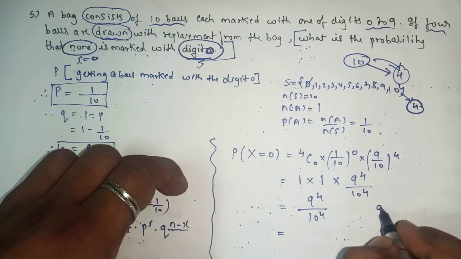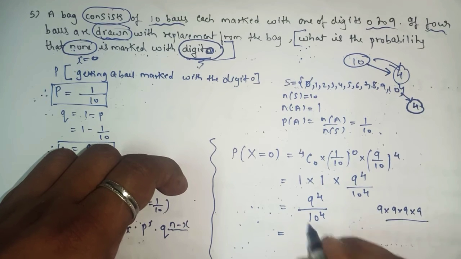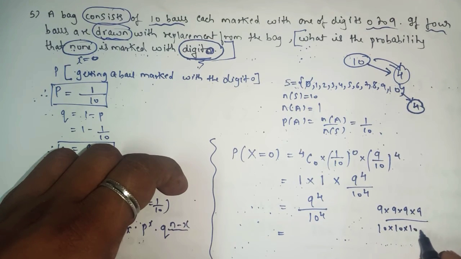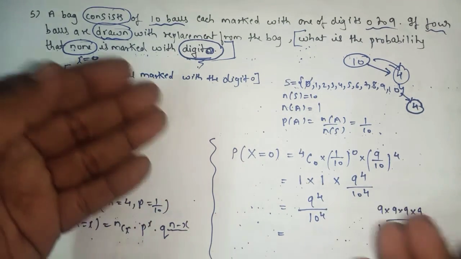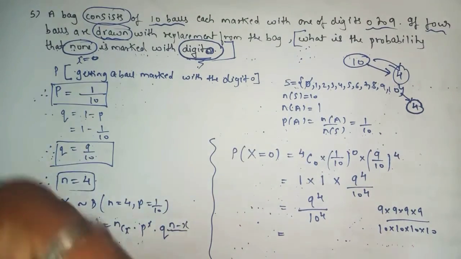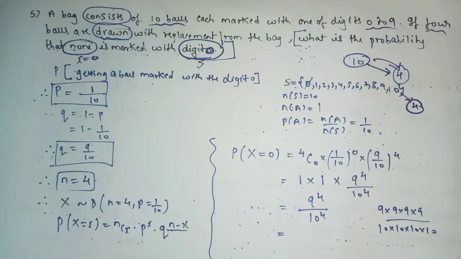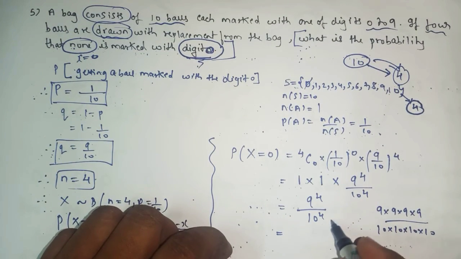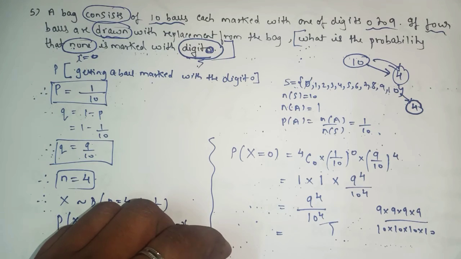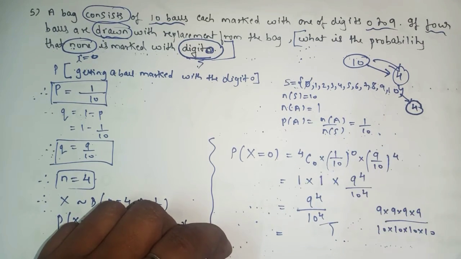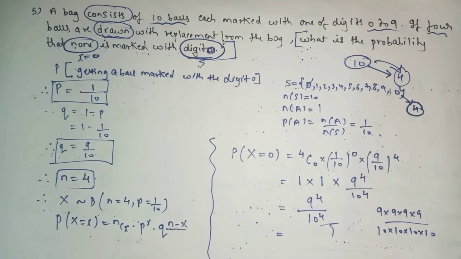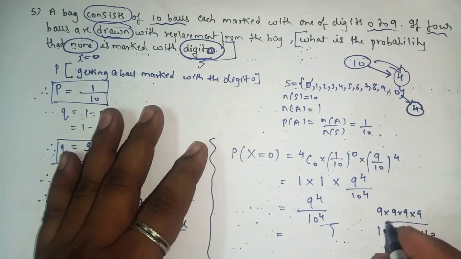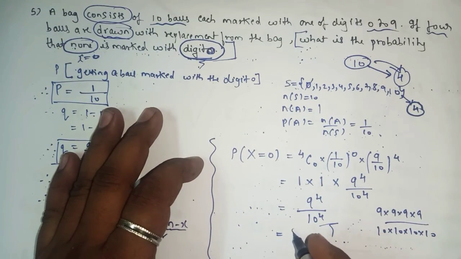So 9 raised to 4 means what? 9 into 9 into 9 into 9, and 10 raised to 4 we got 10 into 10 into 10 into 10. Multiply, and as the power is less than 6. Whenever the power is more than 6, like 7, you can keep your answer as it is. So for this sum also you can keep your answer like this: 9 raised to 4 upon 10 raised to 4. I guess the back-side answer also is till here only. But remember, in the board exam, if the power is less than 6, just multiply and write the answer in the next step.